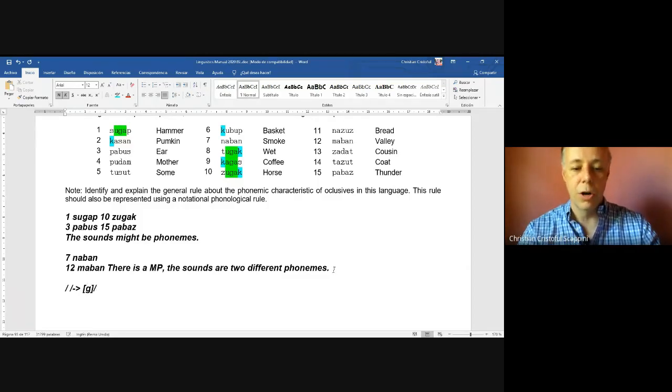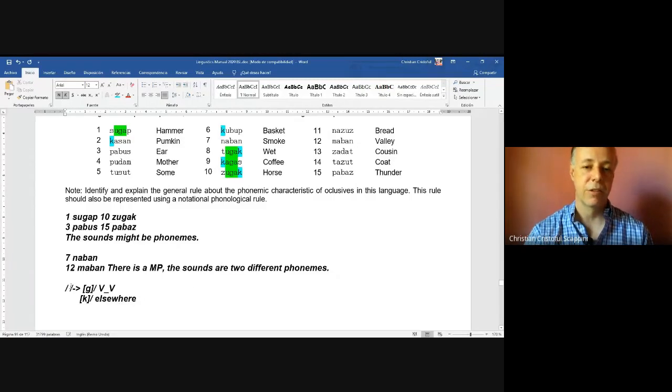Where does the G occur? In intervocalic position. Where does the K occur? At the beginning of the word and at the end of the word. Two rules. So why don't I just write elsewhere? So the K occurs everywhere else, which is not intervocalic position. That's what it means. The elsewhere is always the phoneme. Okay. So the K is the phoneme. I have finished the exercise.